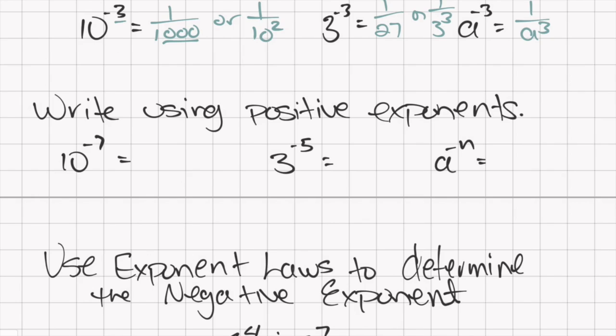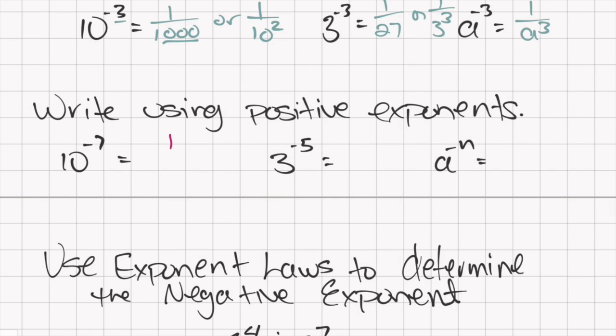So we want to try and write things using positive exponents. Let's look at these ones. Here I have 10 to the exponent negative 7. And to write it with a positive exponent, what I need to do is take the base and the exponent and put it all over 1. When I put it as 1 over 10 to the exponent 7, I'm changing it to a positive exponent.